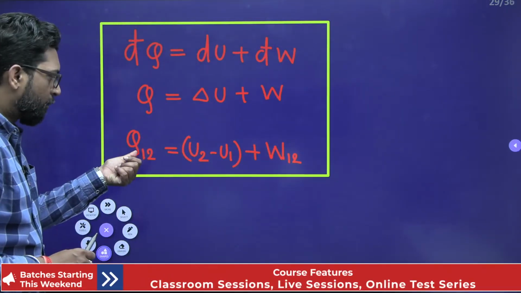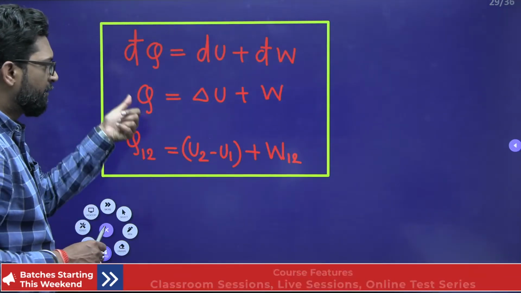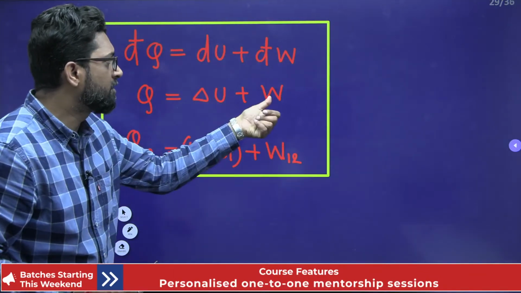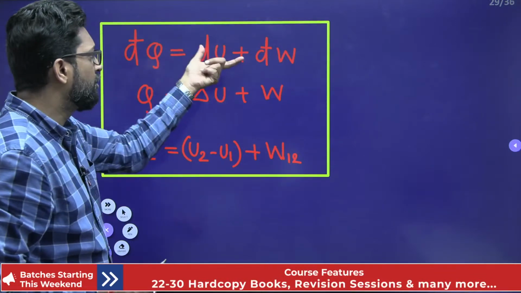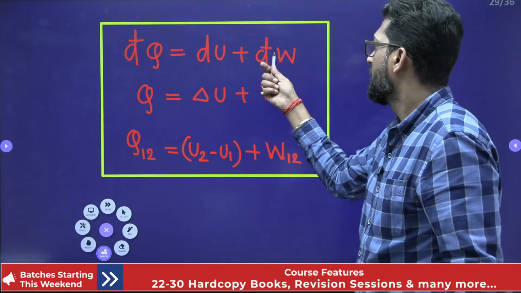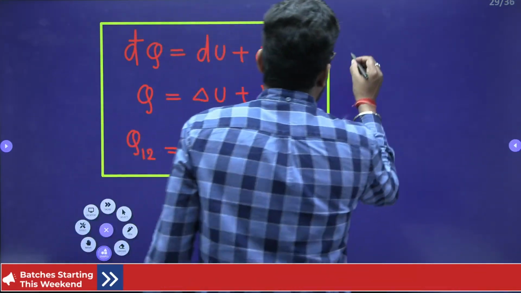So if the process 1 to 2 is given, you can write Q12. If there is no process given, and the net is given, then Q is equal to delta U plus W. If a very small quantity is given, dQ is equal to dU plus dW. And the cut mark denotes the path function. Okay. So what is the validity?